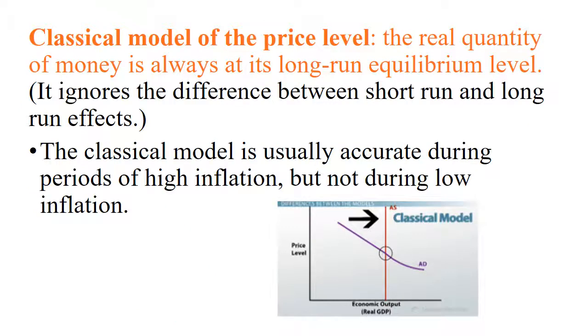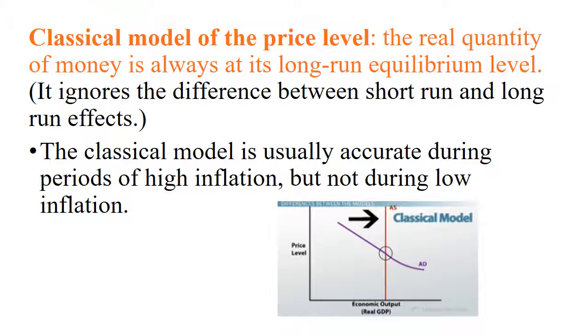Because the classical model really only cares about the long run, they assume that the real quantity of money, that adjusted quantity of money, is always at the long-run equilibrium level, and they're going to ignore any short-run changes in money supply. The classical model is accurate during high inflation, but it's not very accurate during periods of low inflation. So we're going to go back through both scenarios and see why it works well when inflation is high and why it does not during low inflation.